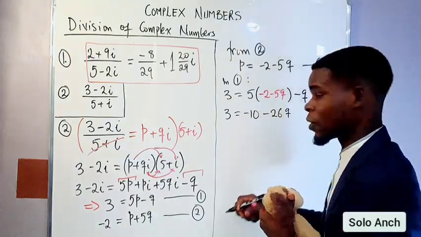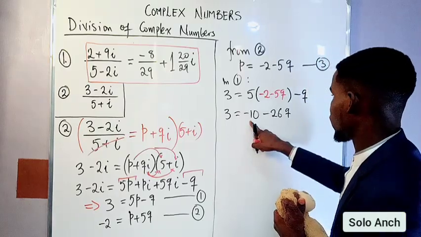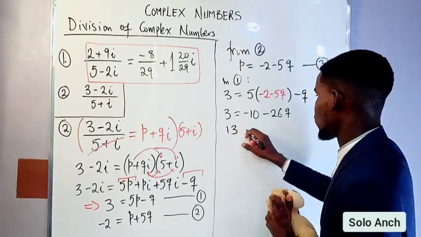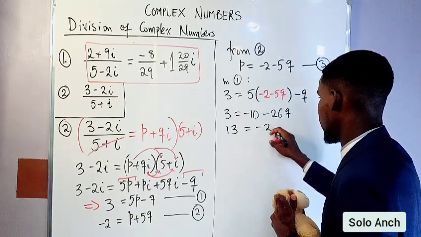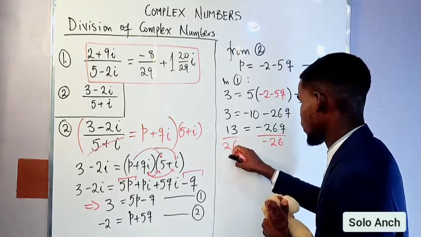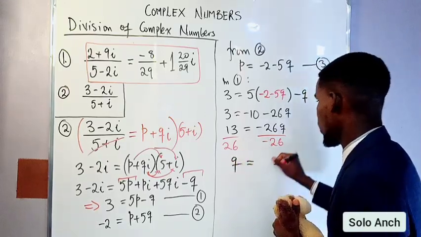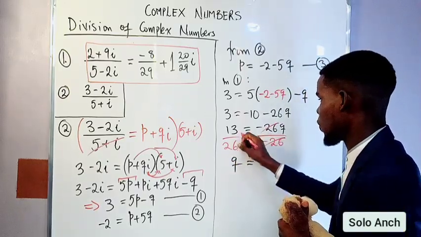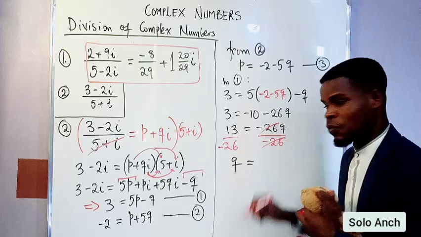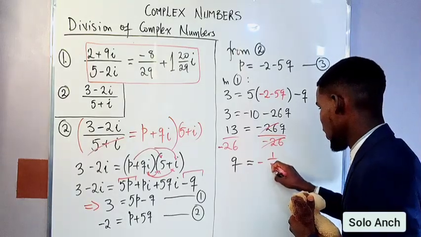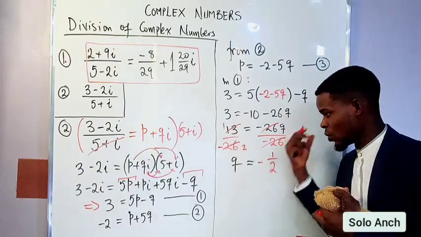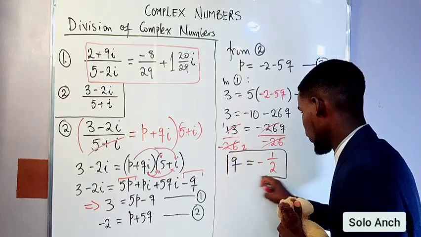Good. So you try to make q the subject of formula from there. We add 10 to both sides and we divide both sides by -26. So this is going to be 13 equals -26q when we add 10 to both sides. So we divide both sides by -26. In that case, q becomes 13 divided by -26, which will be -1/2, right? Because of course 13 cancels itself 1 and cancels 26 2 times. So we have negative 1 over 2 as q. Good. So this is the value of q, but we are not yet done.